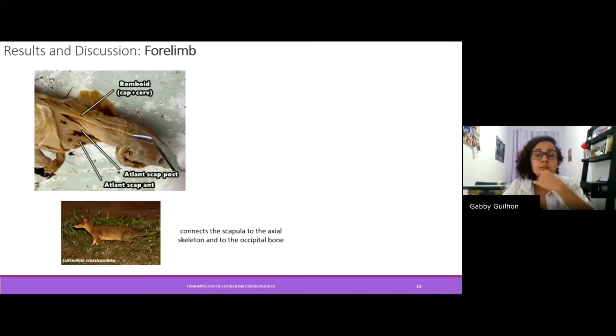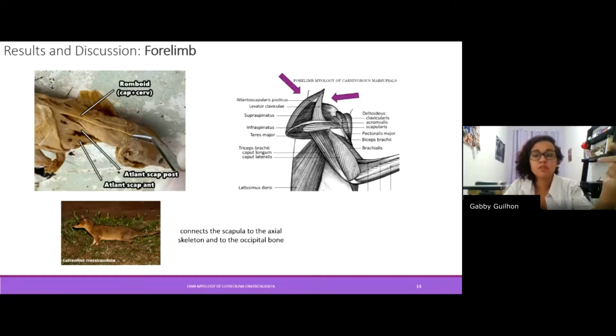As this is my ongoing research, we are still working with dissection photos. In this case, we have two different muscles, the atlantoscapularis and the omotransversarius. This muscle connects the scapula to the axial skeleton and also to the occipital bone, together with the rhomboid muscle. Here in marsupials we have two different muscles, and in placentals we have only one. This condition of two different muscles is considered the plesiomorphic condition for both marsupials and eutherian mammals.